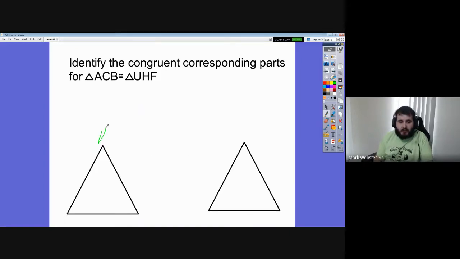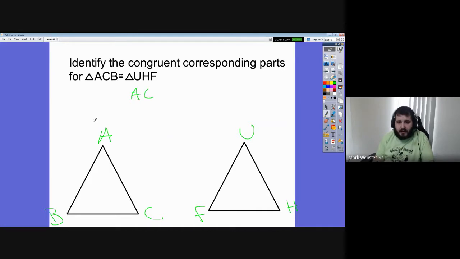triangle ACB, and I'm going top, right, left, ACB. And if I do it that way on the left triangle, I have to do the exact same thing on the right triangle. U, H, F. Now, if you're a more visual person like I am, this is going to be a lot easier for you to identify all 6 pieces. Not that you have to. You could do it straight from here. But if you're visual like me, it helps sometimes. So let's do the side pairs first.